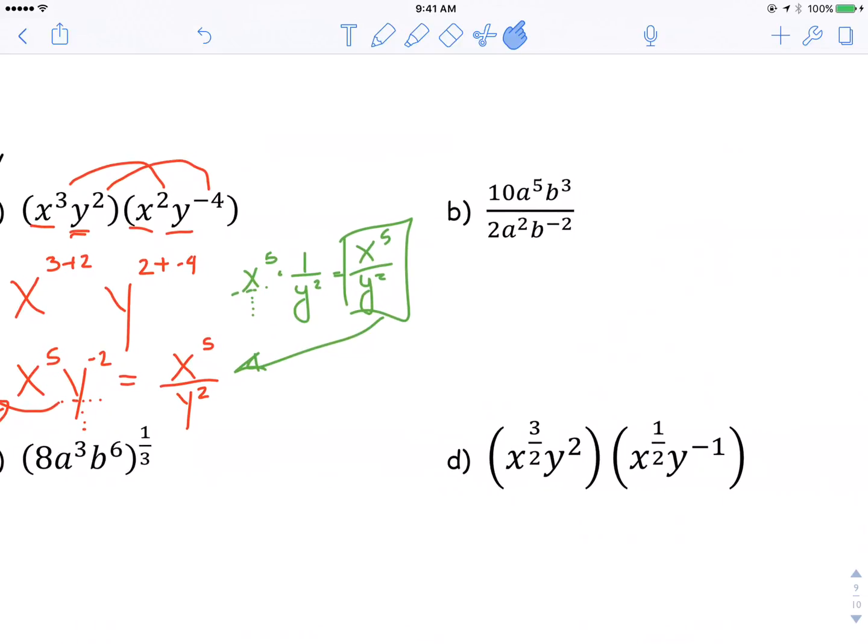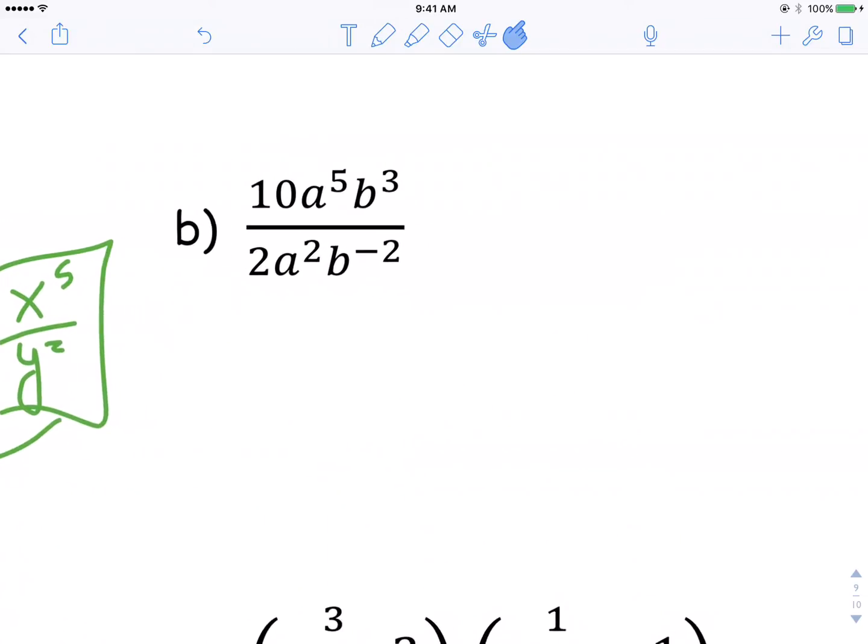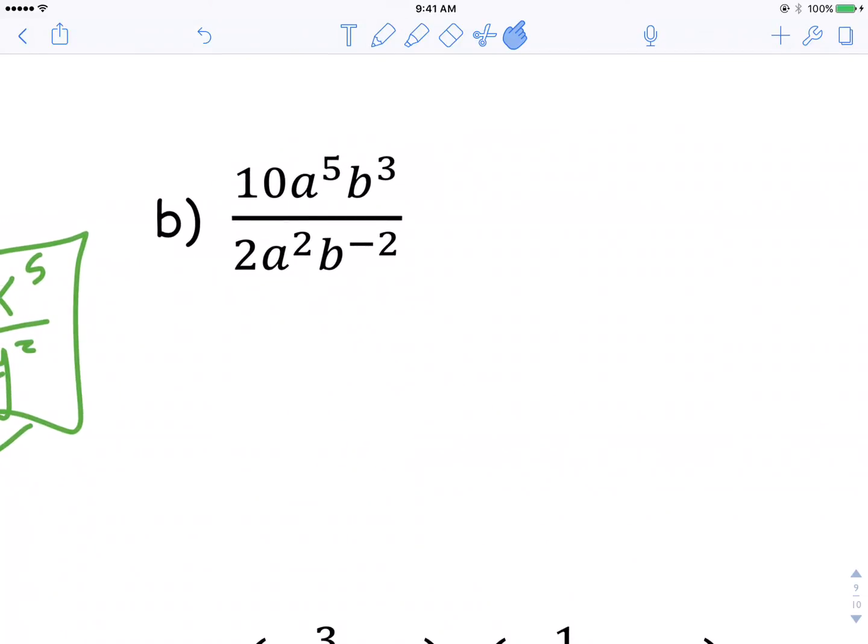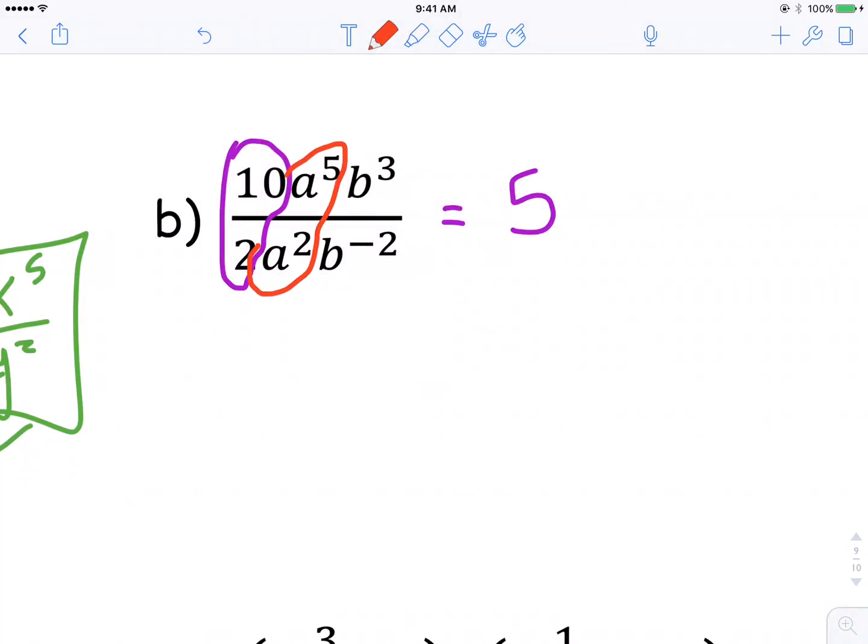Question B. 10a to the 5th b cubed divided by 2a squared b to the minus 2. We can just simply start to simplify. Our 10 and our 2 simplifies or divides out to 5. A to the 5th and a squared, same base. Dividing, so I'm going to subtract the exponents.